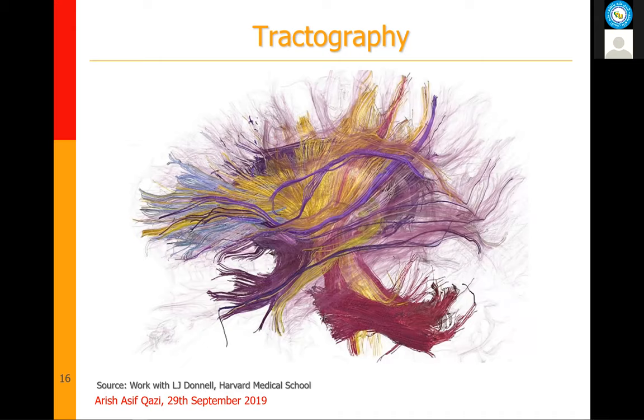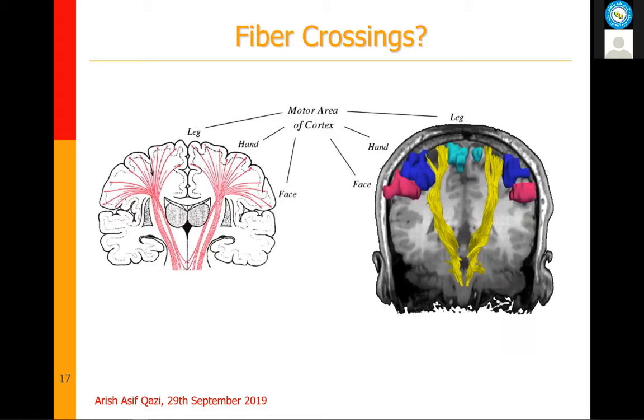Now, why is this information important, or what can it be used for? This is the image I showed earlier. These are the corticospinal tracts, and you can see that they are connecting to different areas of the motor cortex. This is how, with the current technique, the spinal tracts were visualized based on tractography.